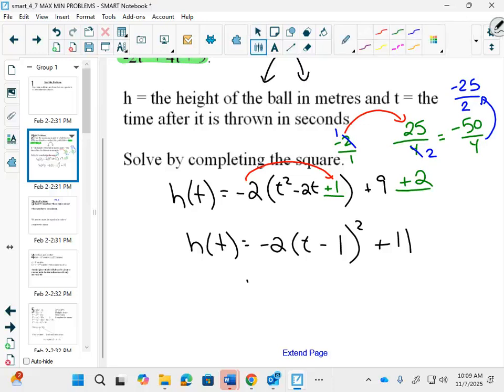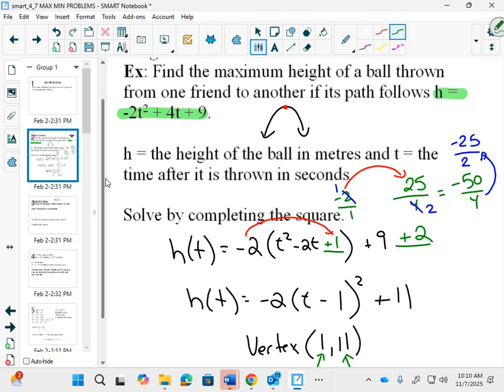And now, my vertex is 1, comma 11. This is always the x that would give you the max. In our question, it's not an x, it is a t. And this is the y, which is the height. So the question was asking what?